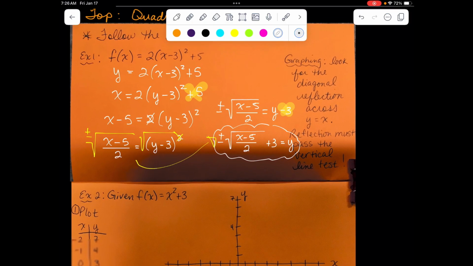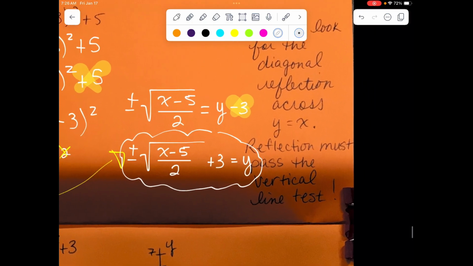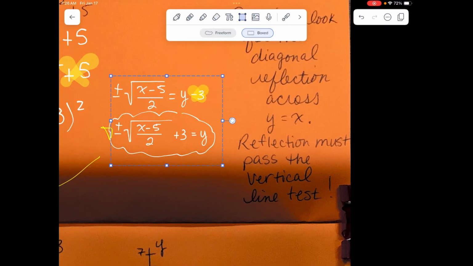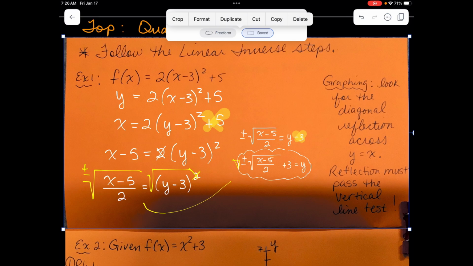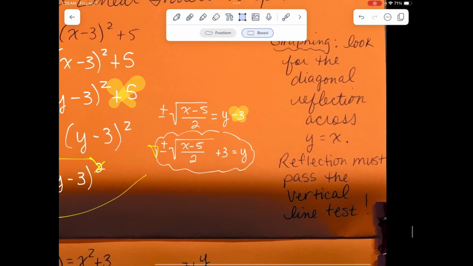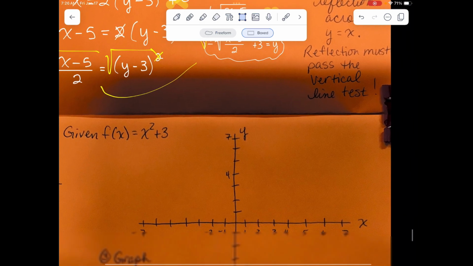All right, let's take a look at a second example. In this example, we're going to look at some things graphically. Let's take a look at what we have up here that we've written down off to the side. Let me shrink this down a little bit here. It says you want to look for the diagonal reflection across y equals x, and the reflection, or the inverse, at the very end, we want it to pass the vertical line test. If it doesn't pass the vertical line test, it is not a function.